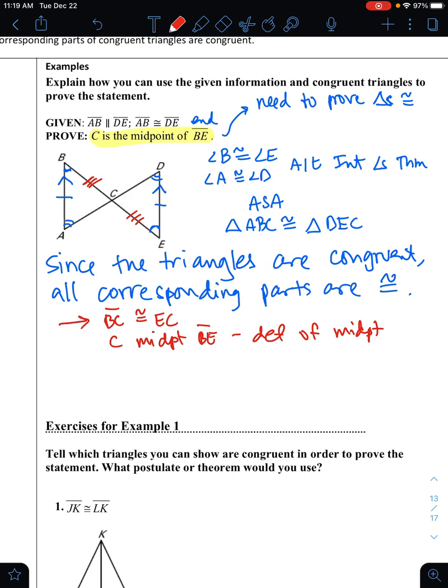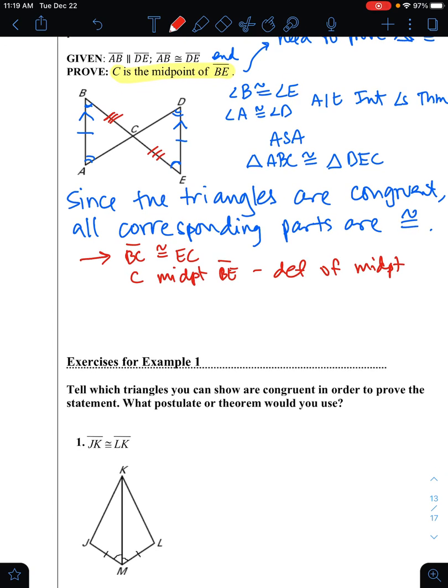Okay, but I want to focus back on this piece right here. What would I say in my proof? Well, I would basically summarize the sentence above. I would say, since the triangles are congruent, all of their parts are congruent. And so here's what we're going to say, but we're going to shorten it with an abbreviation. The reason BC is congruent to segment EC is because the corresponding parts of congruent triangles are congruent.